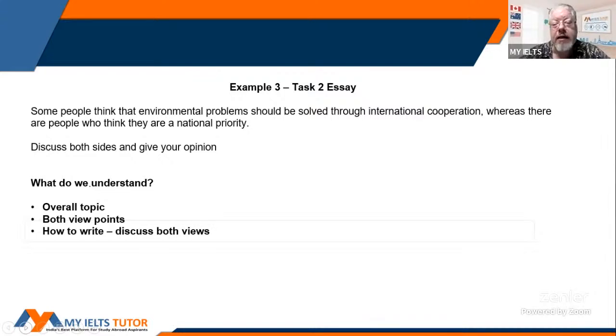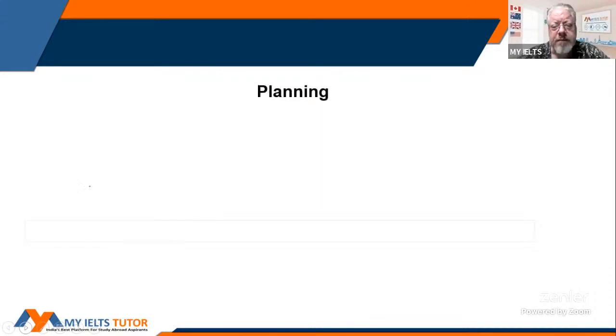Now, how to write this? We get to know how to write this from the instructions: discuss both sides and give your opinion. So that's what we get out of this, okay? That's what we understand from this essay prompt, and those are the things we need in order to write our essay. And then we also need to give our opinion too. That's an important thing too. So now let's move on.